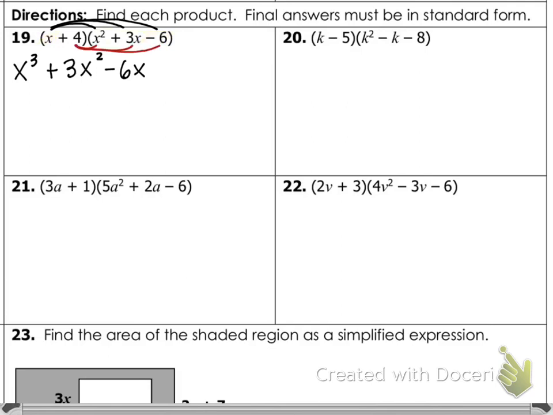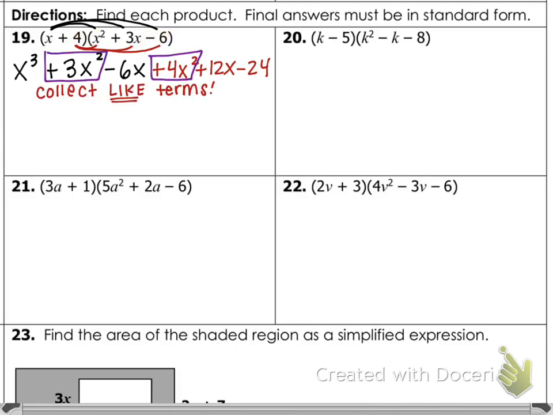Then we're going to move on to these inner terms. So 4 times x squared is 4x squared. 4 times 3x is 12x. And 4 times negative 6 is negative 24. Now we're going to combine like terms. So we have a 3x squared and a 4x squared. And we have a negative 6x and a 12x. So these two are like terms and these two are like terms.